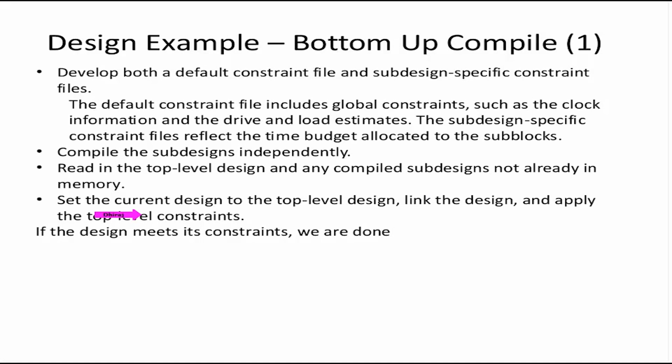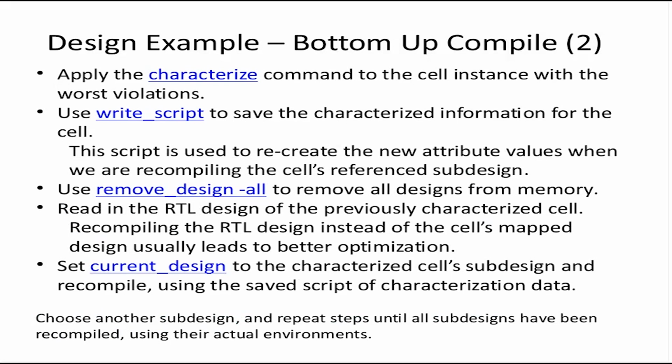What if it does not? Then comes the second iteration. Now we apply a command called characterize to the cell instance with the worst violation. Let's say if we do not meet the timing constraint, we find out which cell has the worst violation and we apply the characterize command. The first iteration has already taken place, so Design Compiler has all the designs in memory. It knows the interface between all the subdesigns.